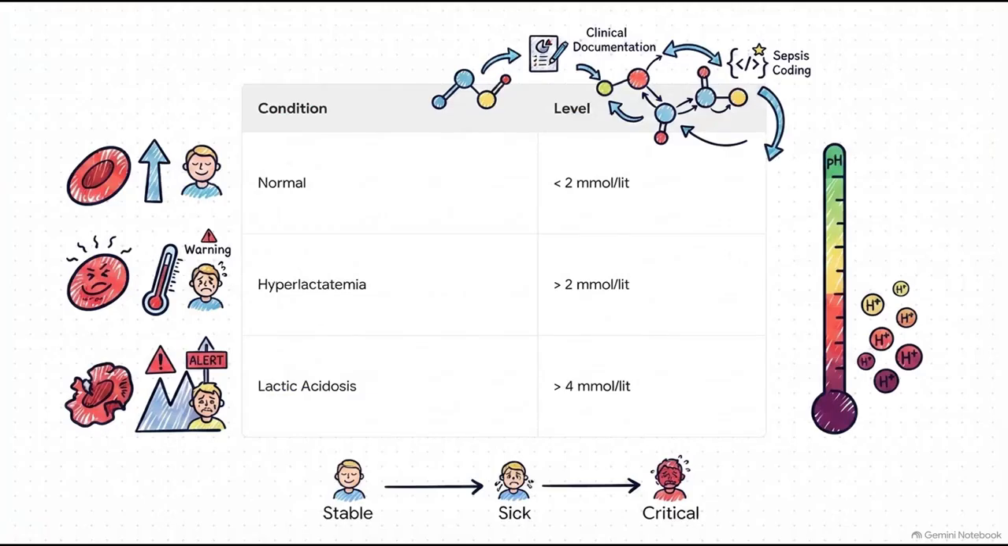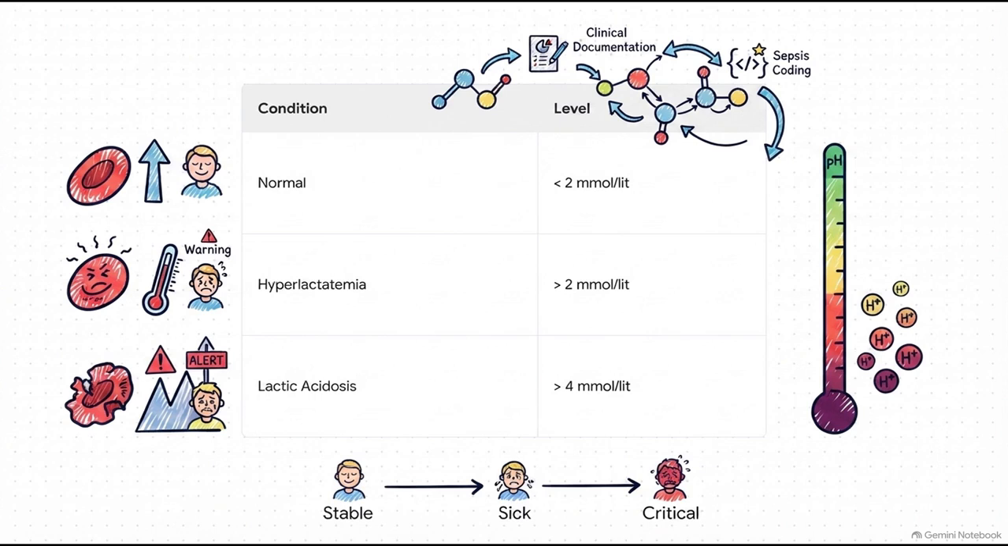Here are the crucial cutoffs you absolutely need to have memorized. A normal serum lactate level is going to be less than 2 millimoles per liter. Once we cross that line, a lactate level greater than 2 millimoles per liter is clinically defined as hyperlactatemia.